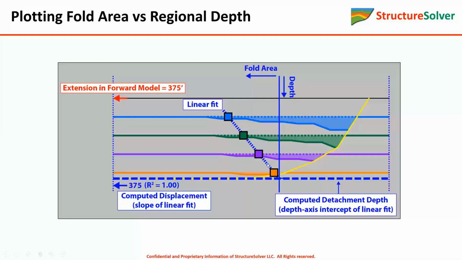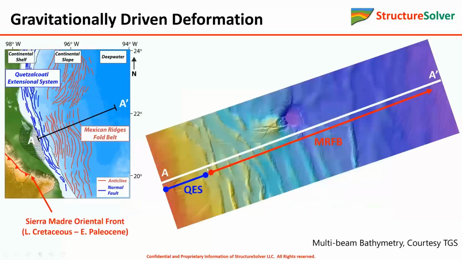So that's the variation of fold area as a function of depth. And then the intercept of that best fit with the depth axis gives us the detachment depth. And you can see that that dashed blue line lines up exactly where the model is. And so it's a very robust method for quickly determining displacement and detachment depth. And so those are some of the immediate things that you get out of an area depth plot.